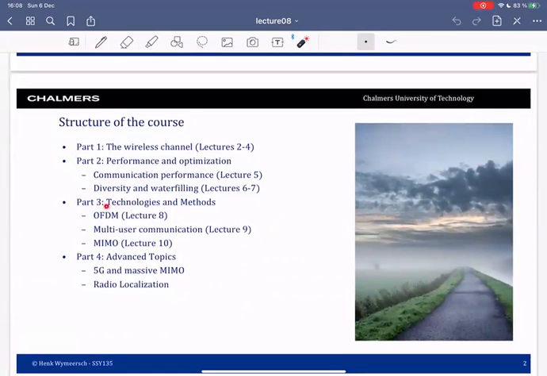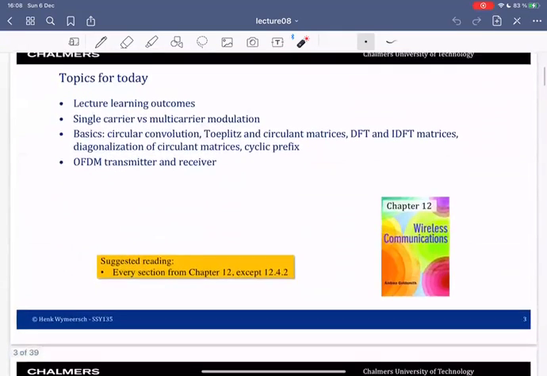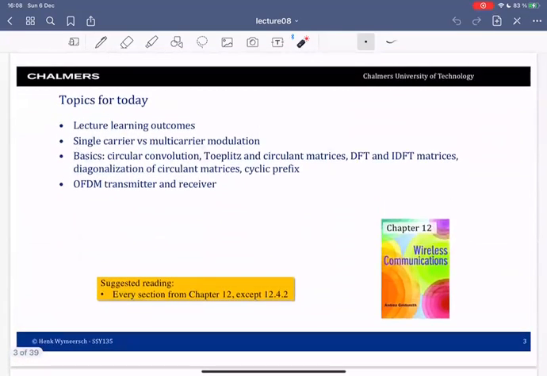And to see this, we will look at three different technologies or approaches. One is OFDM, next time multi-user communication, and finally MIMO. And this will then lead into the last part of the course, which is on more advanced topics such as 5G and localization. This will be the topics of today.